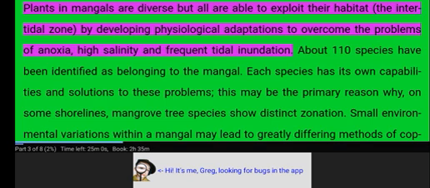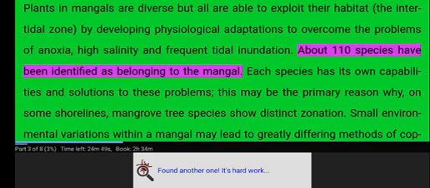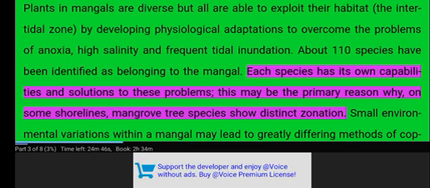Plants in mangals are diverse but all are able to exploit their habitat, the intertidal zone, by developing physiological adaptations to overcome the problems of anoxia, high salinity and frequent tidal inundation. About 110 species have been identified as belonging to the mangal. Each species has its own capabilities and solutions to these problems. This may be the primary reason why, on some shorelines, mangrove tree species show distinct zonation.